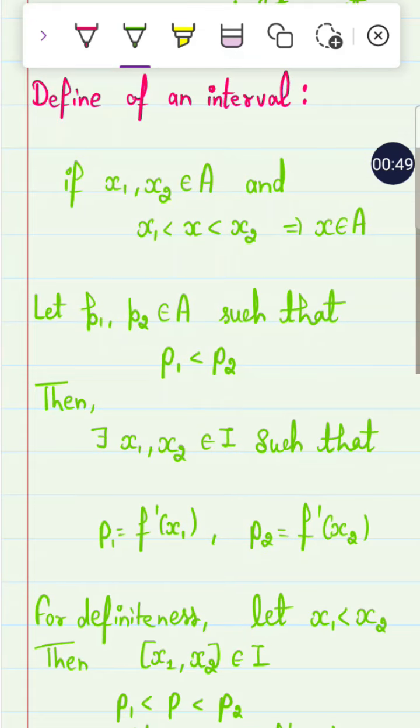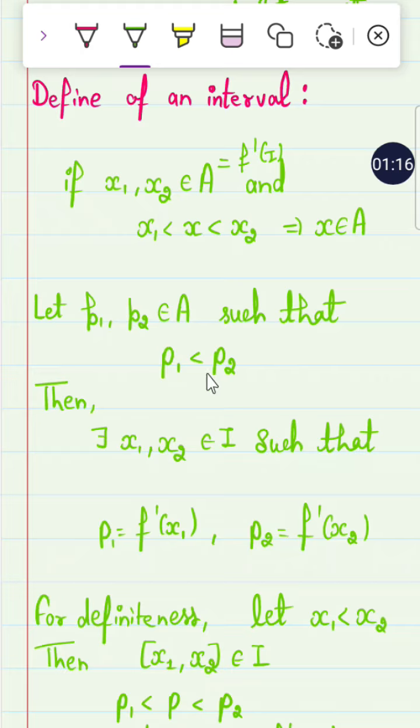Now what is the definition of an interval? If x1 and x2 are in capital A, where capital A is an interval, which is f dash of I, which we have to always remember, and x is in between x1 and x2, this always implies that x is in capital A. Then we can say that A is an interval, right?